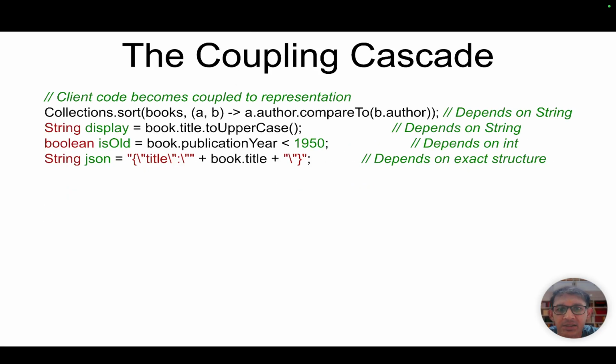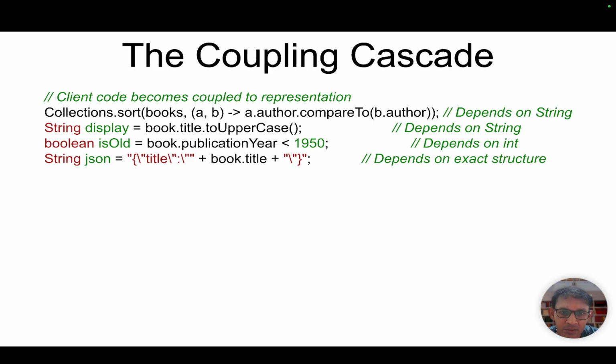Now, here's what clients inevitably do with this exposed data. They sort books by comparing author strings directly. They create display text by manipulating the title string. They determine if the book is old by comparing the integer year to some threshold. They create JSON by depending on the exact field structure. Every one of these operations couples the client code to the internal representation.